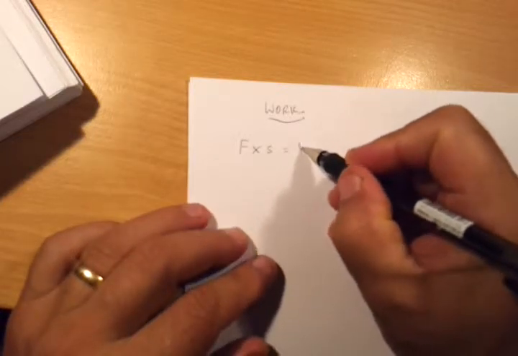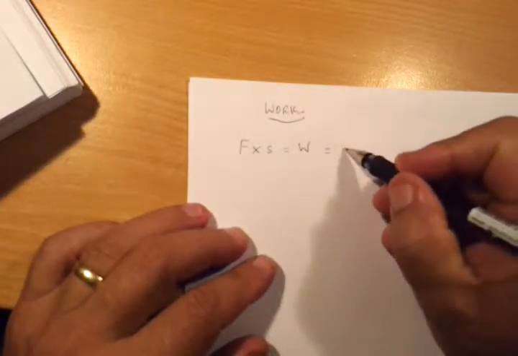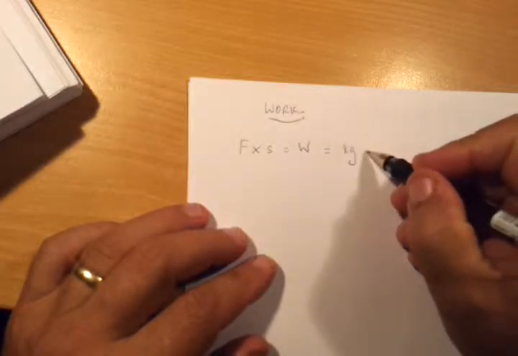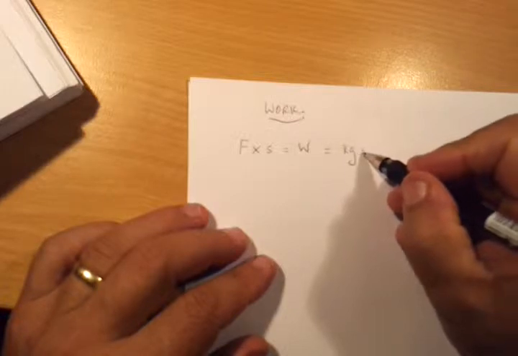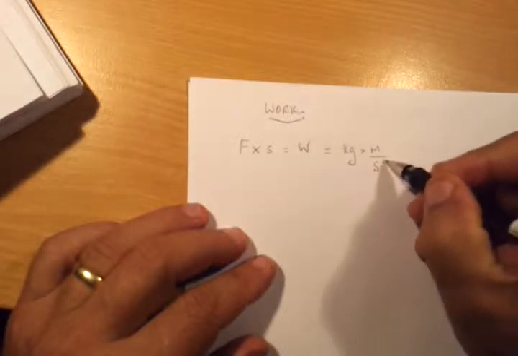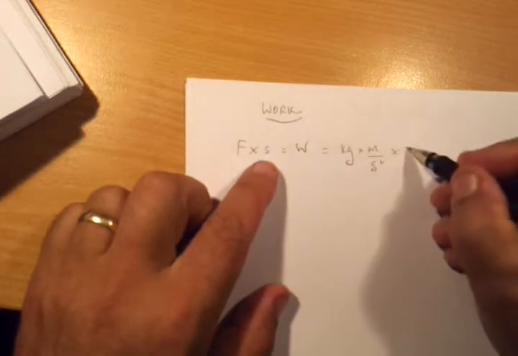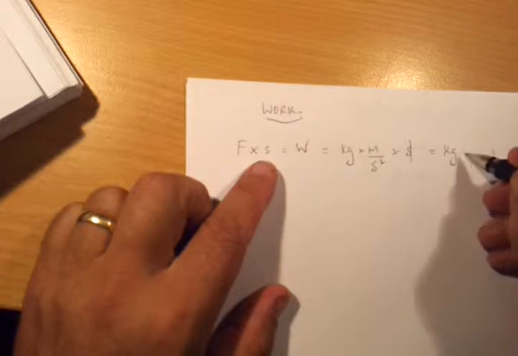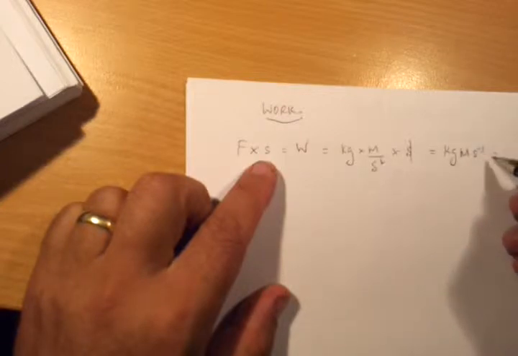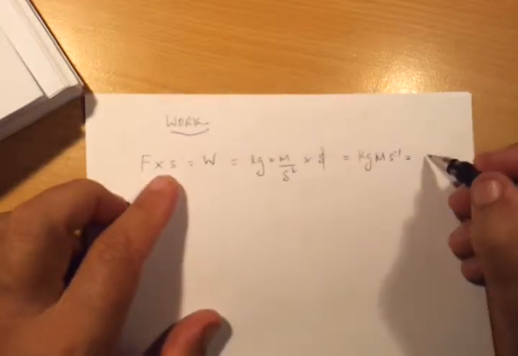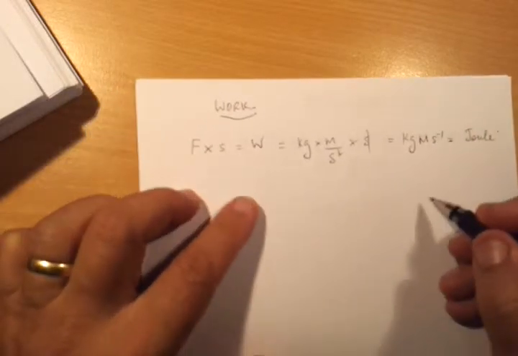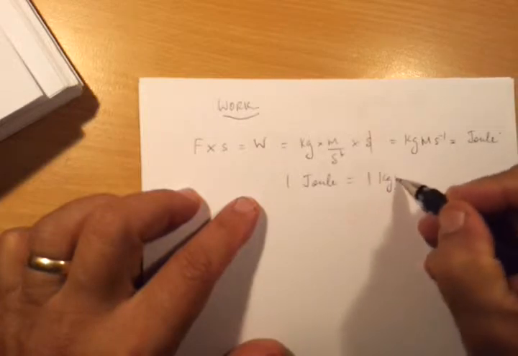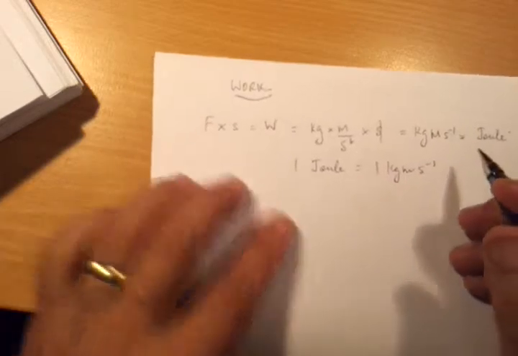And that equals work. Now that also will equal a mass, which in this case would be kilograms, times an acceleration, which would be meters per second squared, and then of course multiplied by distance. Now that'll cross out, which will give us a unit of kilograms meters per second, which equals a joule, unit of energy. So 1 joule equals 1 kilogram meter per second.